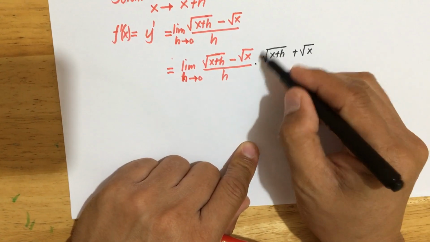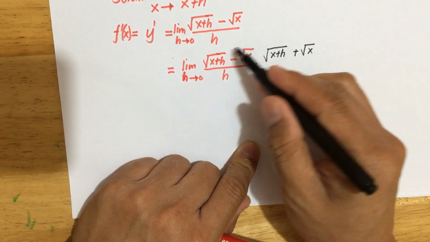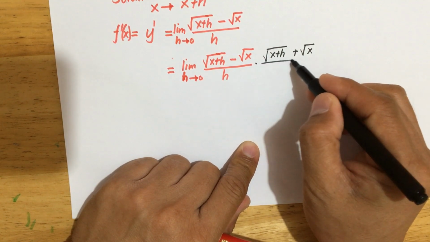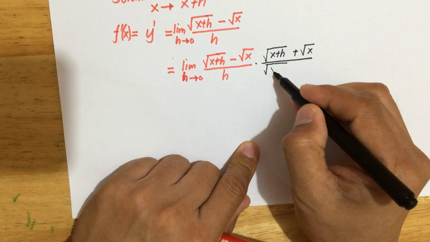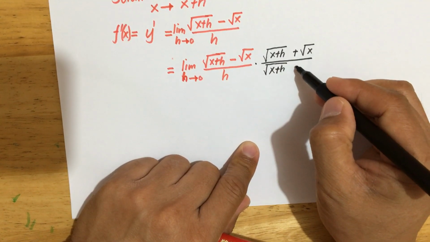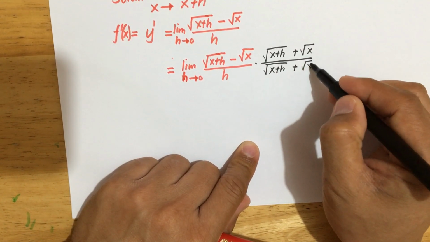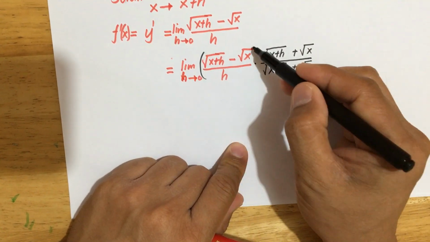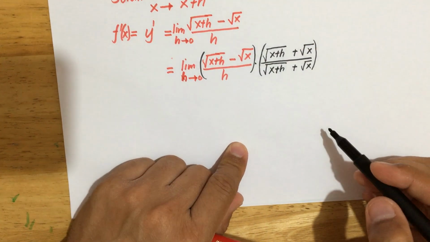So now multiply this numerator by this conjugate. We are now changing the function. So to make it balance, we also have to multiply the denominator by the same conjugate of the numerator. Okay, so we have now this fraction or rational expression multiplied by another rational expression.